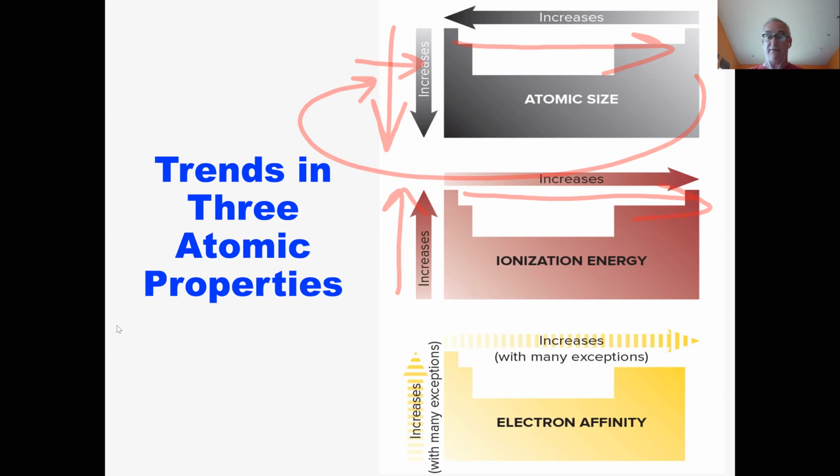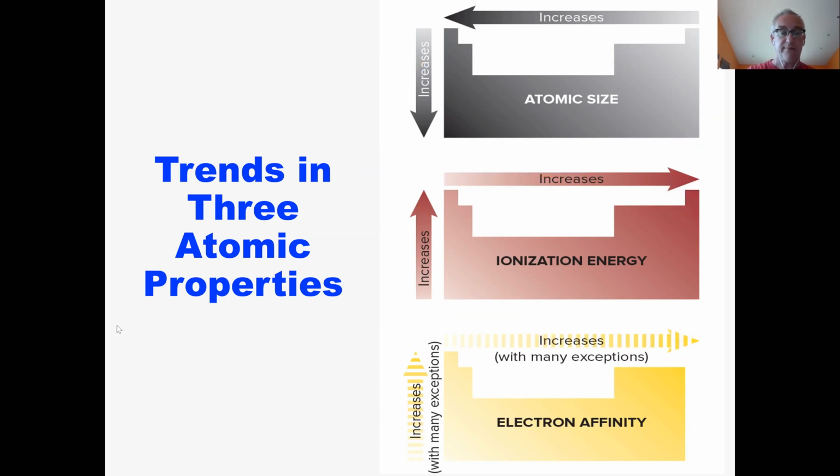And then with electron affinity, as we go across, things tend to become more and more negatively charged. As we've seen, as we go across, we get oxygen -2, nitrogen -3, and fluorine -1. Metals on the left side tend to become cations, and nonmetals on the right side tend to become anions. So those are some of the trends we've seen as we looked at the periodic table.